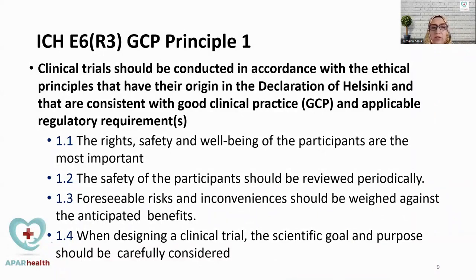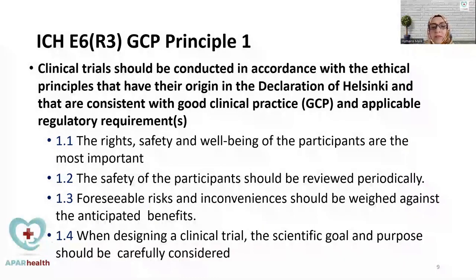Coming to the first GCP principle, it talks about the conduct of trials in accordance with ethical principles, which have their origin in the Declaration of Helsinki, good clinical practices, and the regulatory requirements. So all trials should be conducted as per the ethical guidelines, and of course guidelines like the GCP guidelines and the regulatory requirements of a specific country.